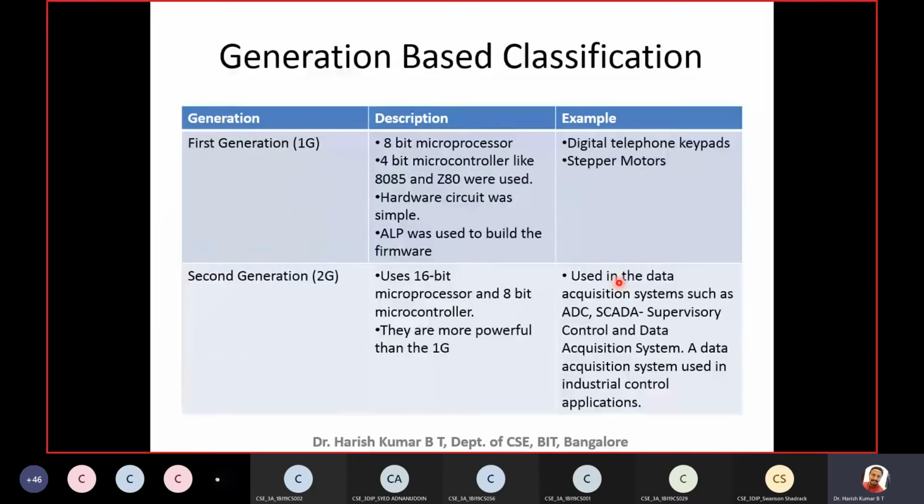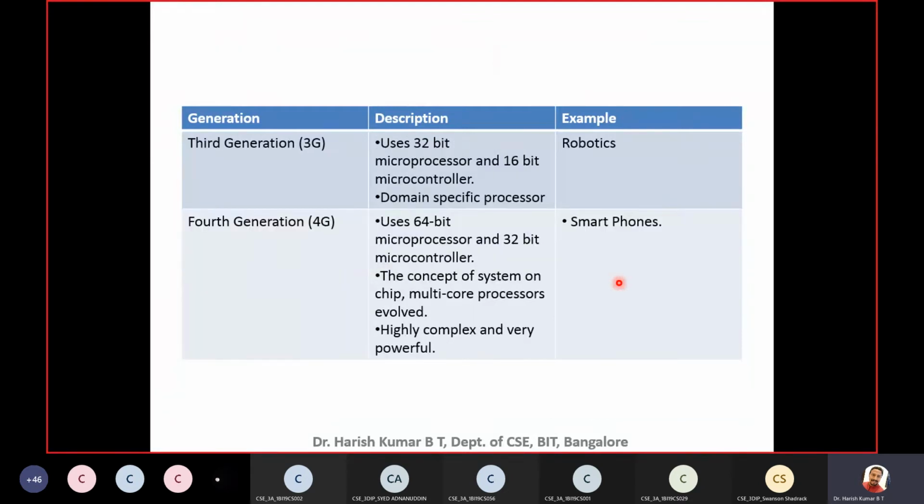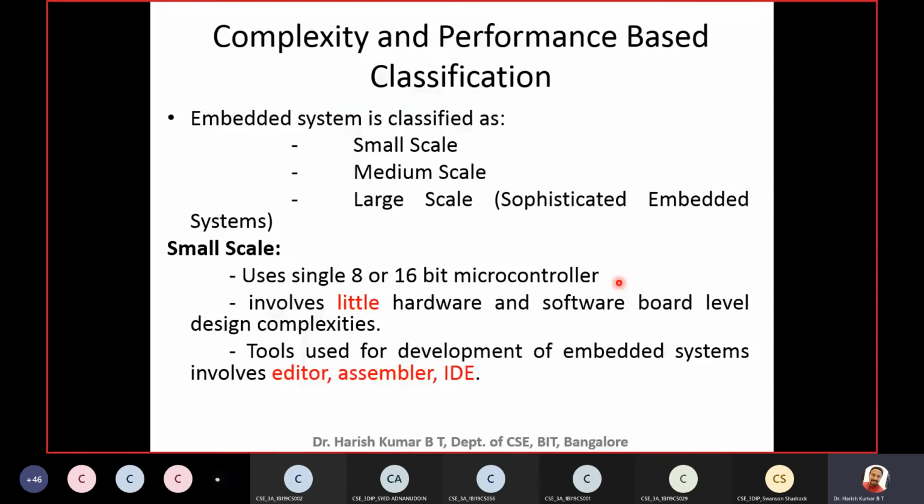So this is about the classification that is made based on the generation. So generation based classification of the embedded systems. Hope you people understood here. Yes, sir. Okay. So this is the first thing, and next is the second type of classification. So complexity and performance based classification.